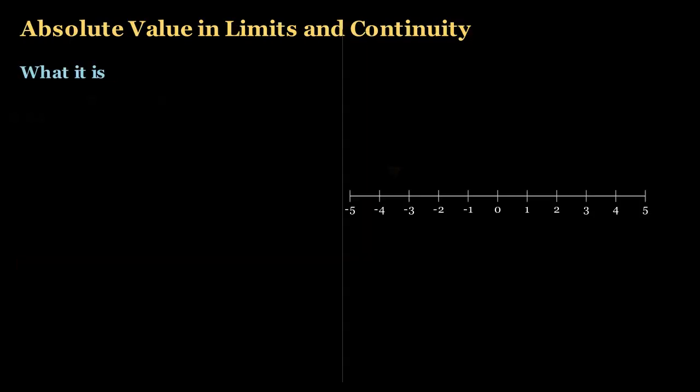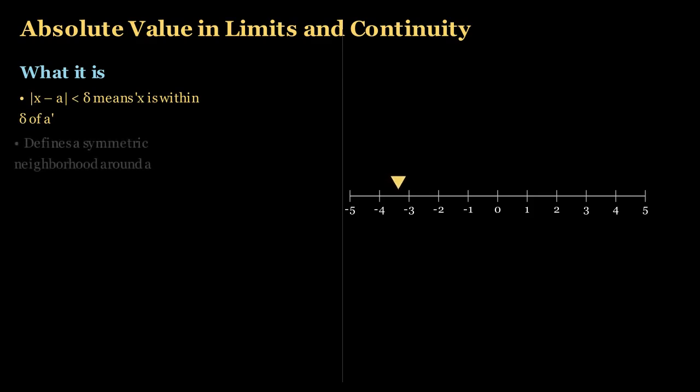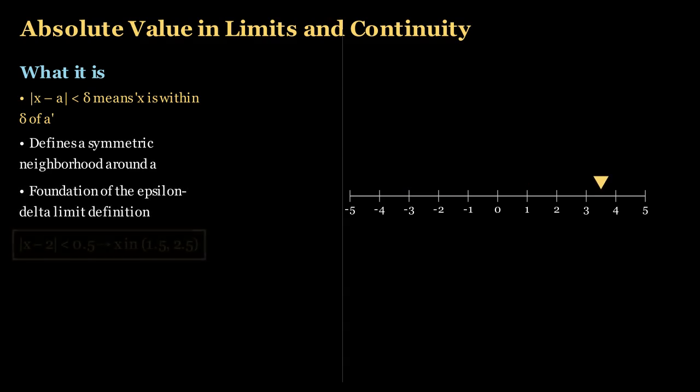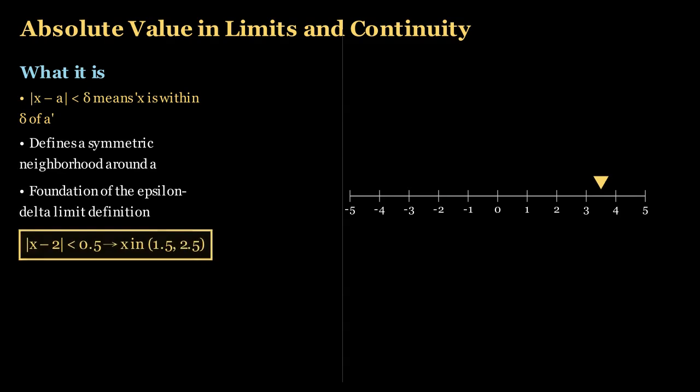You already know that absolute value measures distance on the number line. Now, we use that idea to build a neighborhood around a point. When we write the absolute value of x minus A is less than delta, we are saying the distance between x and A is less than delta. This creates a small open interval centered at A, stretching delta units to the left and delta units to the right. Think of it like a bubble around A.